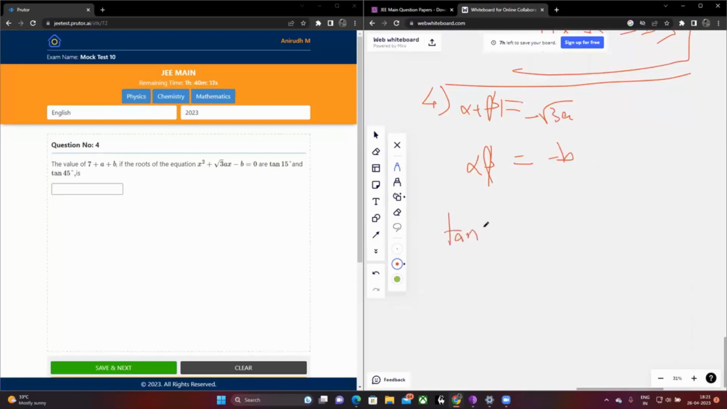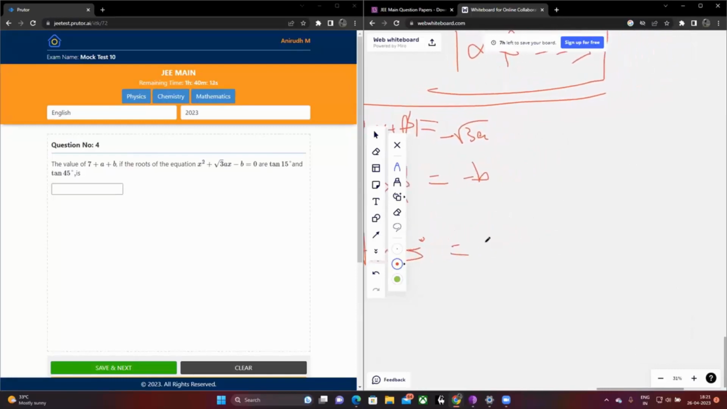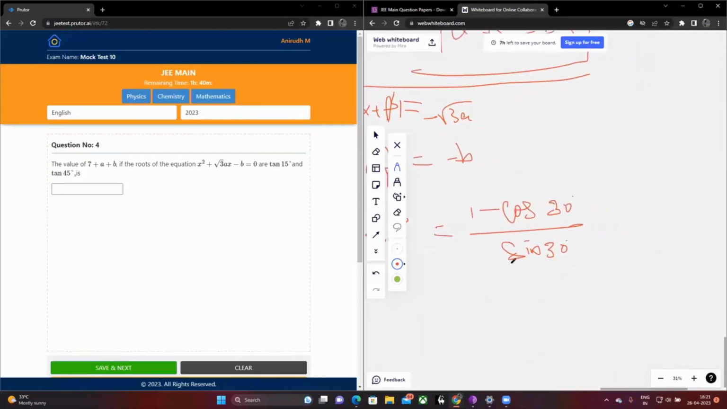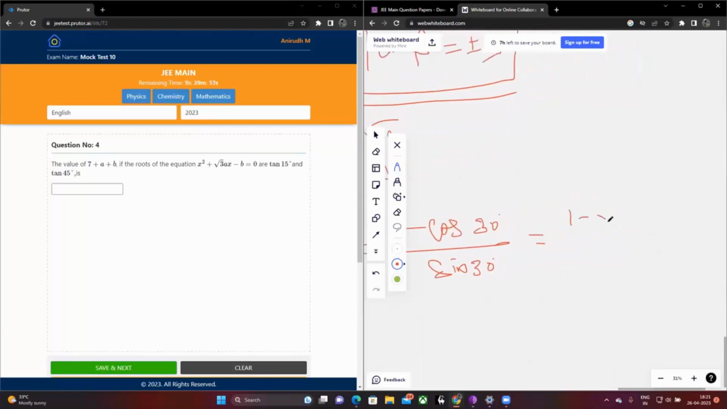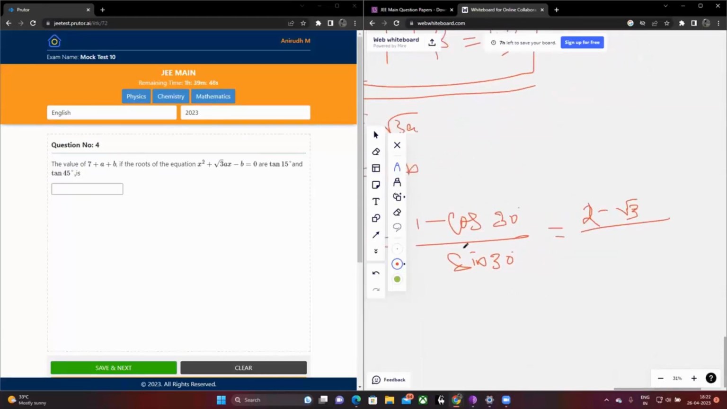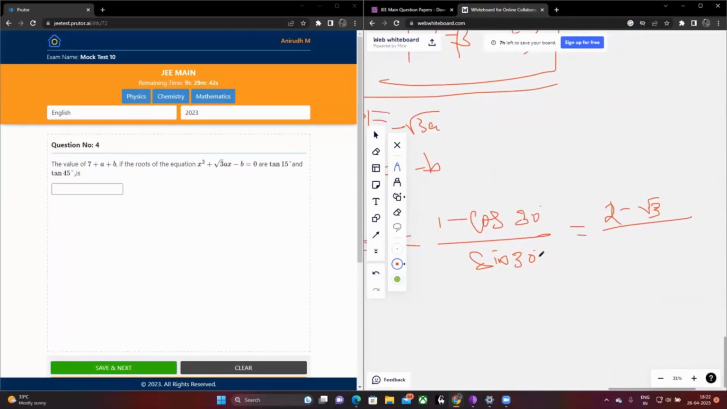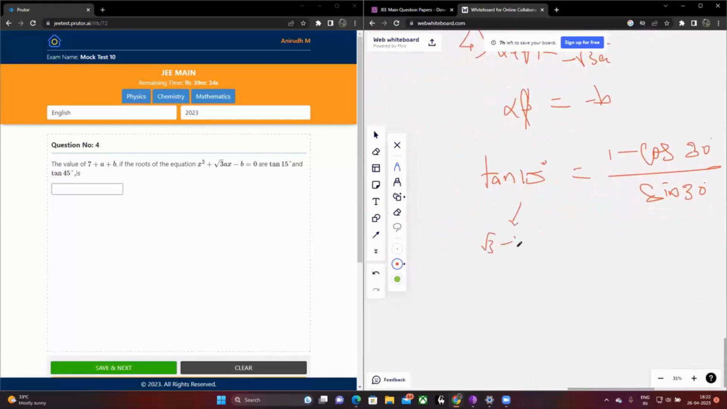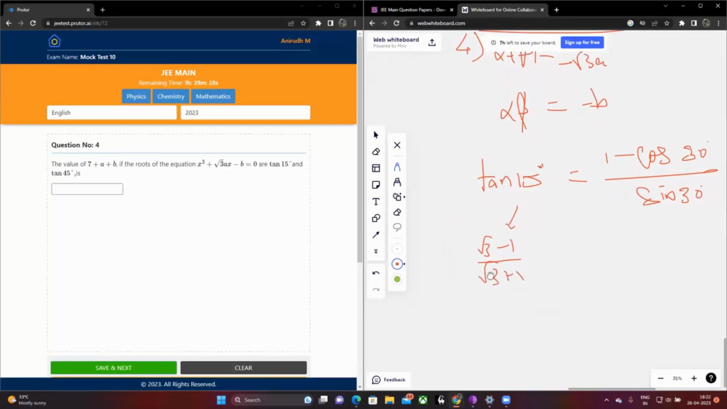I expect you guys to remember the value of tan 15 because it's pretty easy to remember. But if you don't, you have the formula 1 minus cos 30 degrees divided by sin 30, right? Where tan theta by 2 is 1 minus cos theta by sin theta, right? Which is basically 1 minus root 3 by 2 divided by half. That is 2 minus root 3, right? In simpler terms, you can express this as root 3 minus 1 by root 3 plus 1. I mean, not simpler, but this is another easy way to remember it, right?